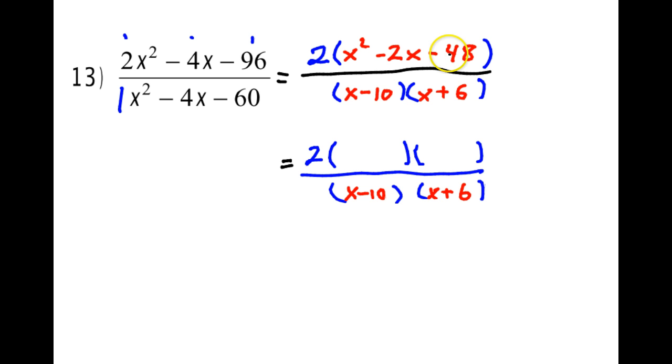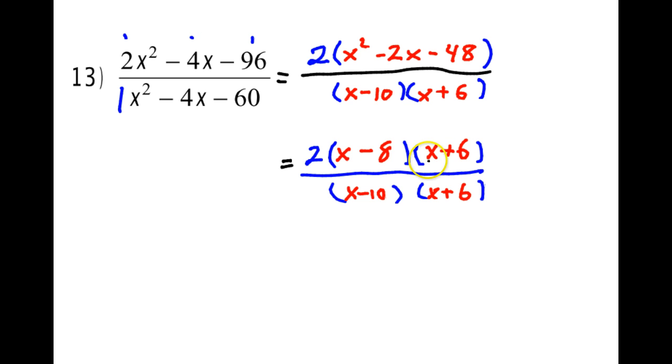What two numbers multiply to negative 48 and add to negative 2? And once again, we counted on having a plus 6, which must mean that this other one is negative 8. Negative 8 plus 6 is negative 2. Negative 8 times 6 is negative 48.